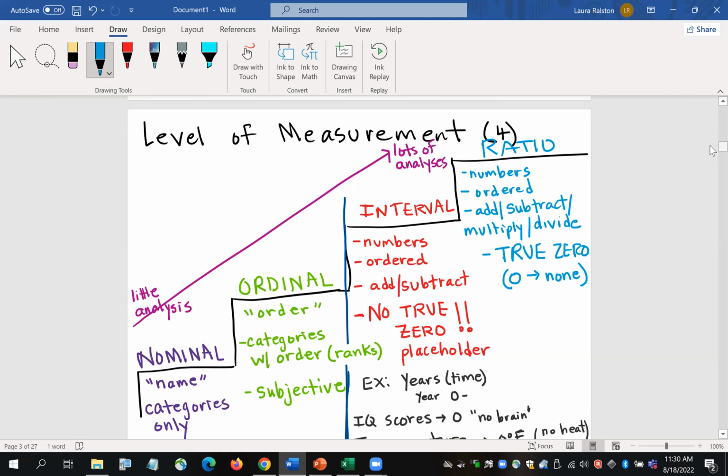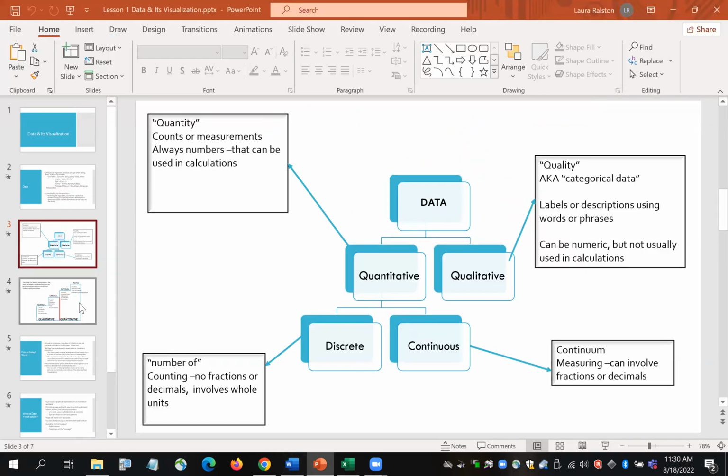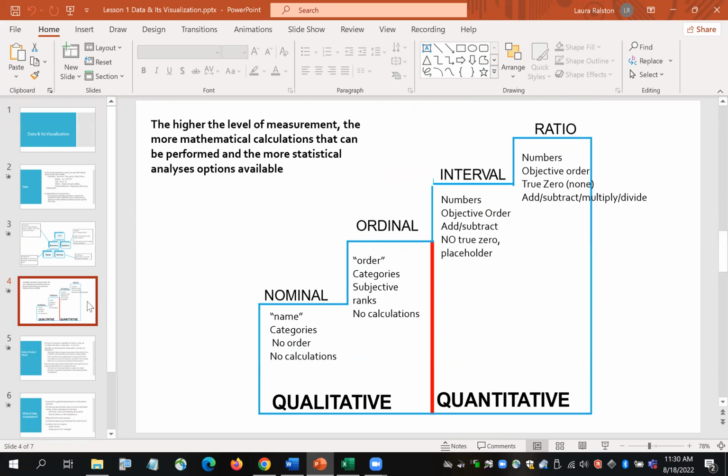Remember that nominal and ordinal only apply to qualitative, and interval and ratio only apply to quantitative, whether it's discrete or continuous. And again, I have that nice staircase on the PowerPoint. So do you have questions?